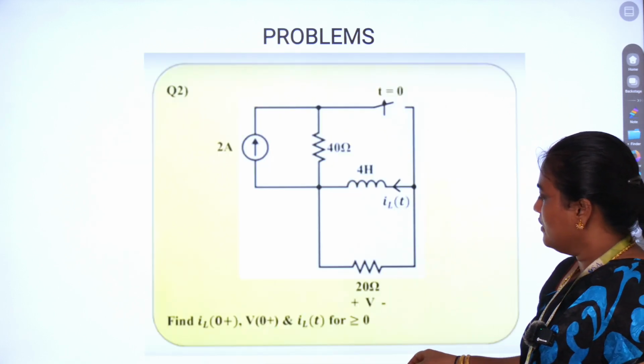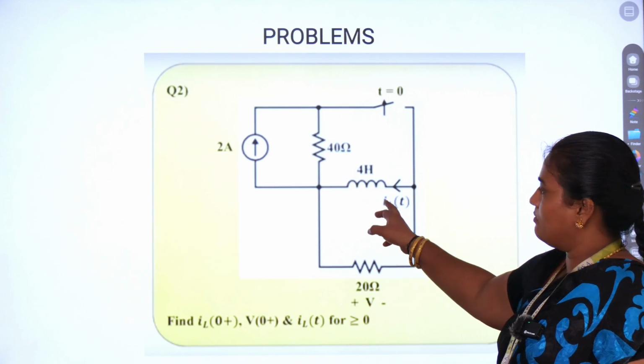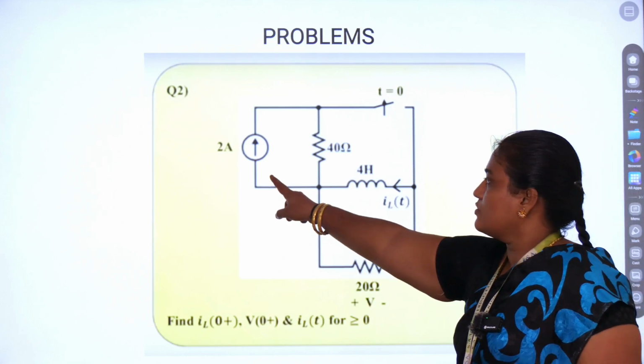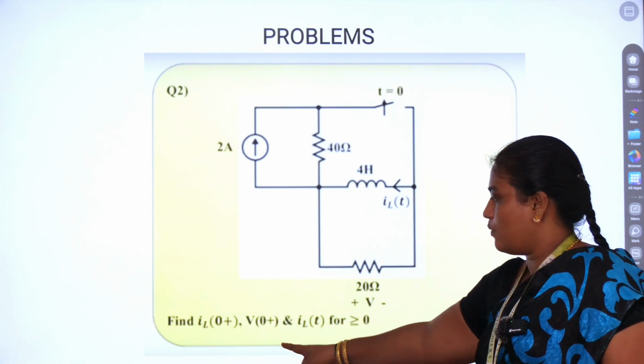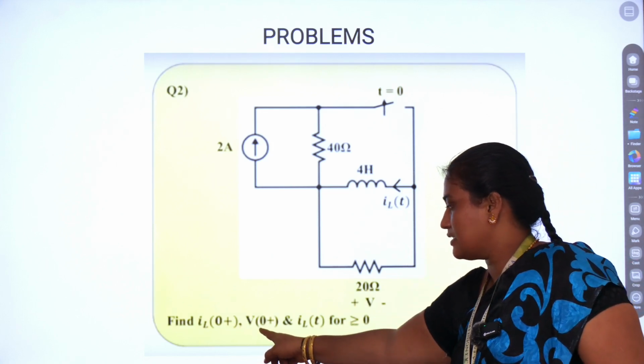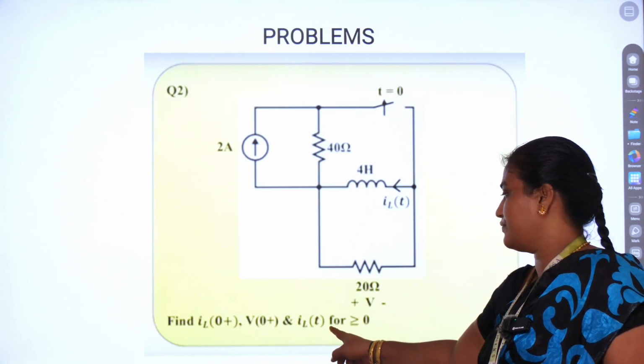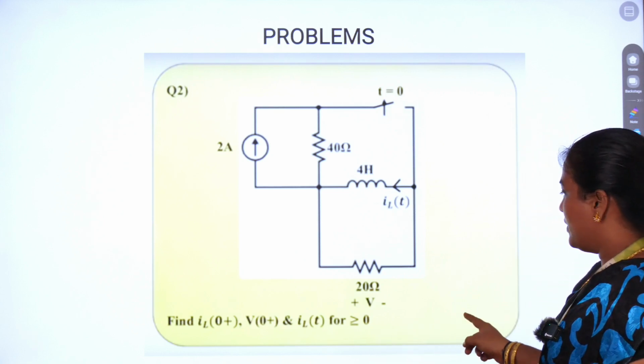So next, we have to find out the next problem, which is this. We have a current source of 2 amperes. We have to calculate what is the IL of 0 plus, and V of 0 plus, and IL of t for t greater than or equal to 0.